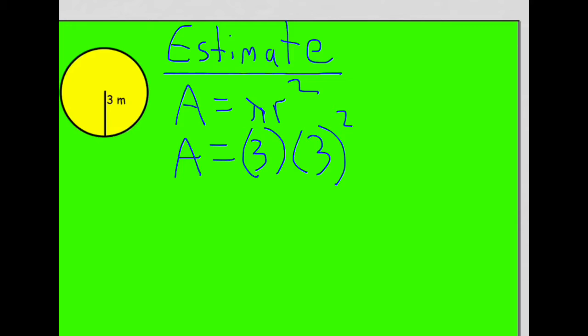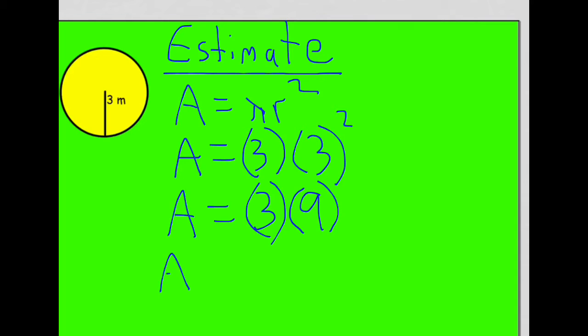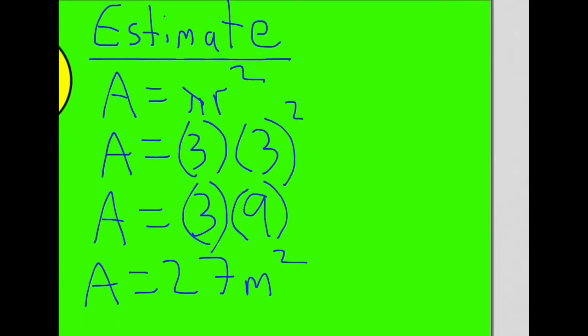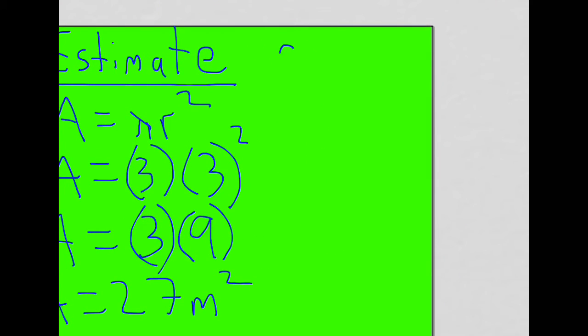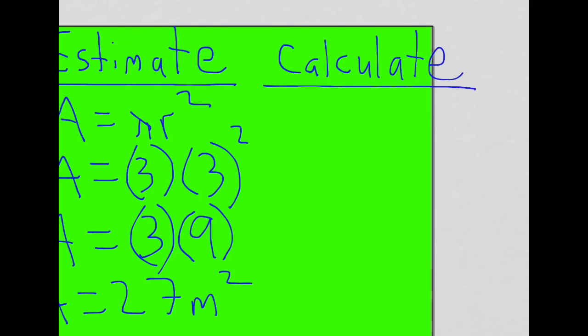Working down the page, a equals 3. We have to do the exponent first, so 3 squared means 3 times 3, which is 9. And that means a will be approximately 27 meters squared. That's the estimate. Now to calculate it. Calculate means do the exact answer. So it will be close to 27 meters squared.